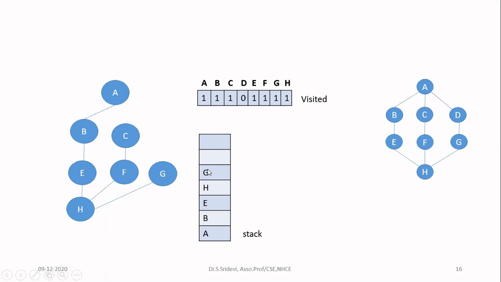So on the top now I have G. Go and check the neighbors of G. For G, I have two neighbors, D and H. Let me check in the alphabetical order. First, I am checking D. So go and check D. D is not visited. So you can go and visit D. So for that, I am going to mark D as visited. Then I am going to push D on the stack. Then I'll be adding D as a neighbor of G because from G, I am visiting D.